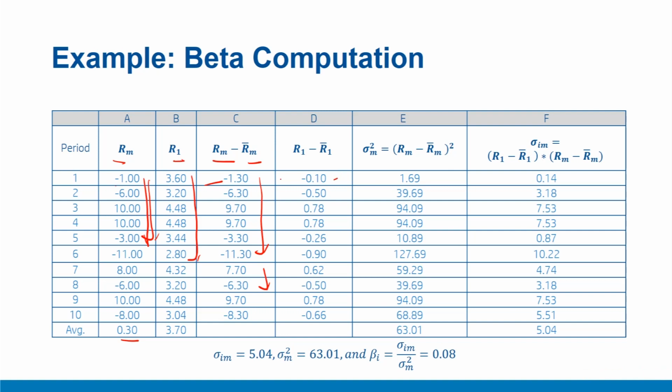Same goes for the security returns. Its average or mean is 3.7. So for example, for the first observation, 3.6 minus 3.7 is minus 0.1, and similarly we'll compute the deviations for all the points.